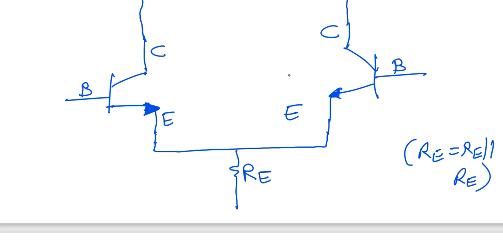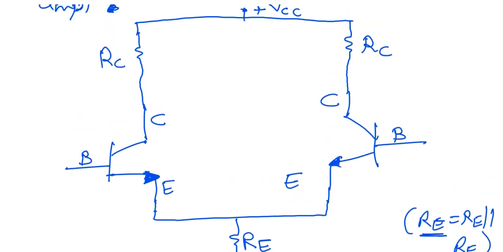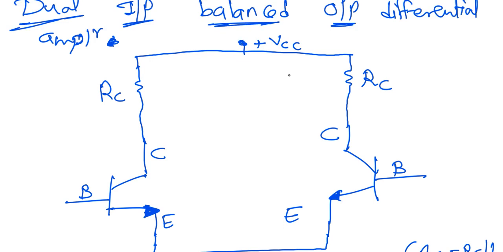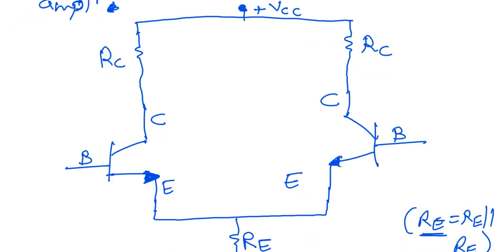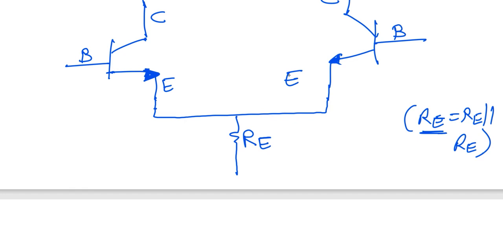The parallel combination of the two makes one resistance, that is emitter resistance RE. Now here is one important point. Collector resistance we have connected to plus VCC. Emitter resistance we will connect to minus VEE. It is not connected to ground, it is connected to minus VEE. The supply voltages are plus VCC and minus VEE.